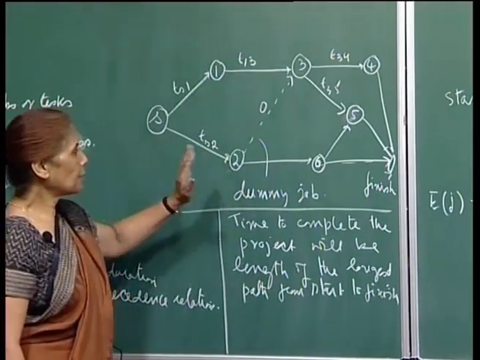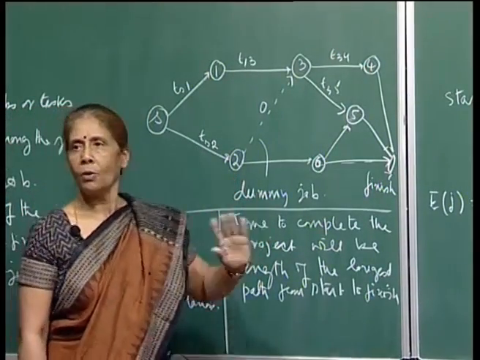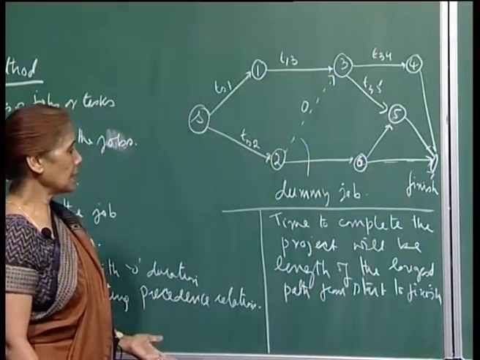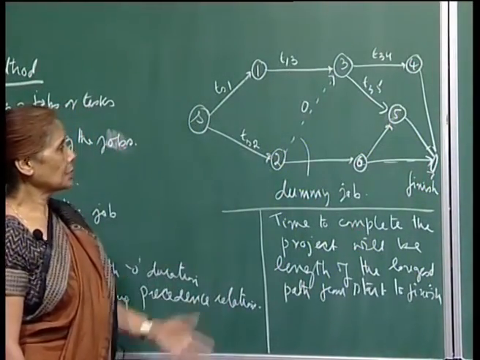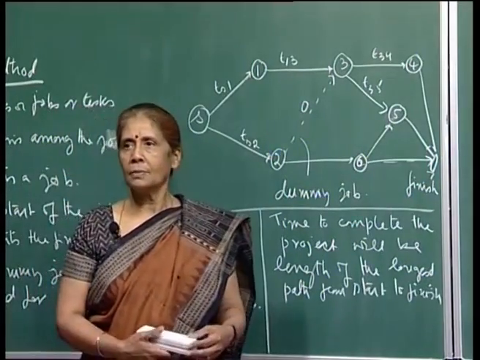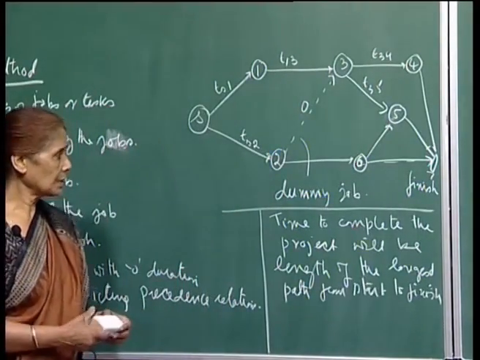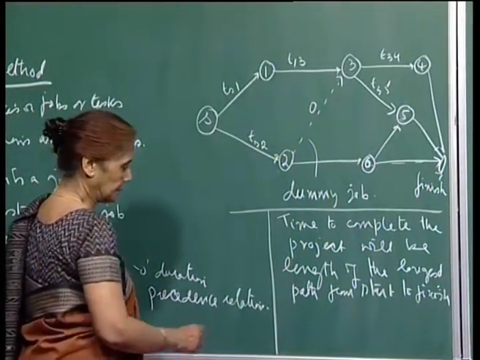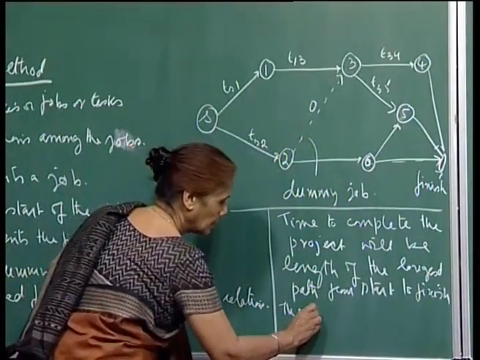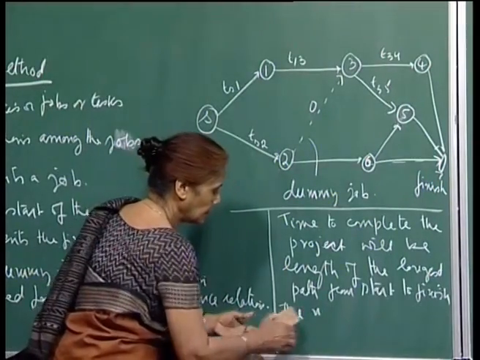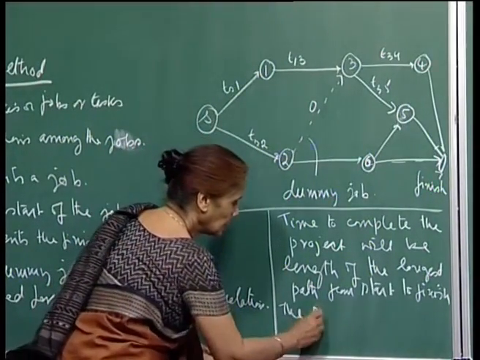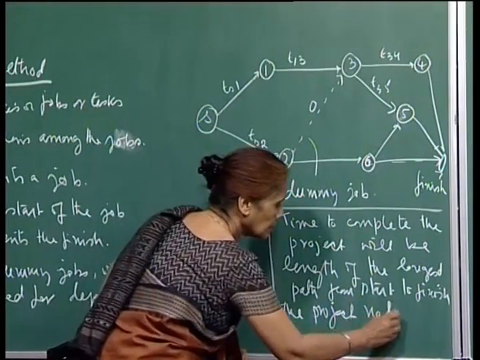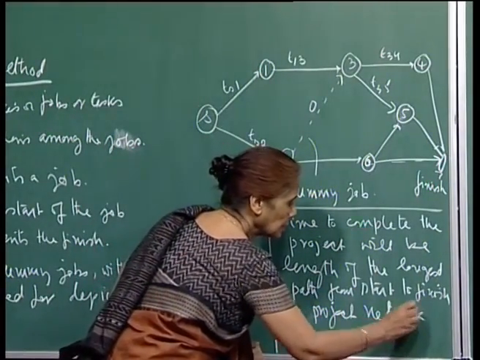First of all, a project will be completed only when all the jobs have been completed. So you immediately realize that the longest path from S to T will give you the duration of the project. And secondly, the project network is acyclic.